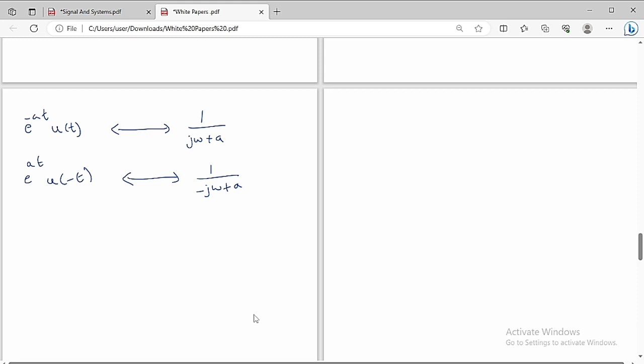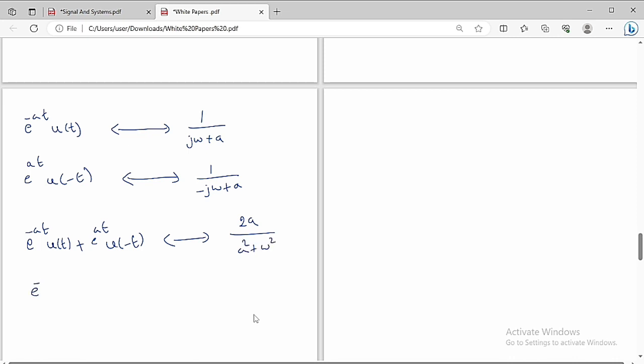So now what I will do very simply is add these two things. We get e to the power of minus at into u of t plus e to the power of at into u of minus t. If I add these, I have to add the two transforms also. So finally we get 1 by a plus j omega plus 1 by a minus j omega, which is 2a by a square plus omega square.